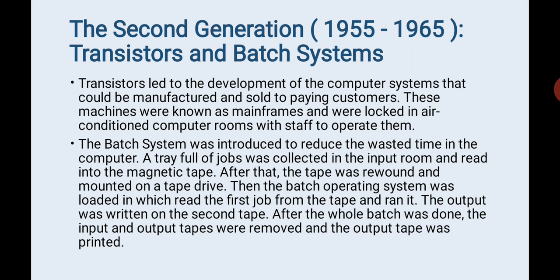The second generation spanned from 1955 to 1965, and this generation began with the discovery of transistors. Transistors made it possible for computers to be sold to people who were ready to pay a price for it. And in this generation, batch processing was introduced. So what is a batch processing system? You pool a group of jobs, meaning you put them on a tray full of jobs, then you insert it into the computer and you get the output after whatever time it takes to execute them.